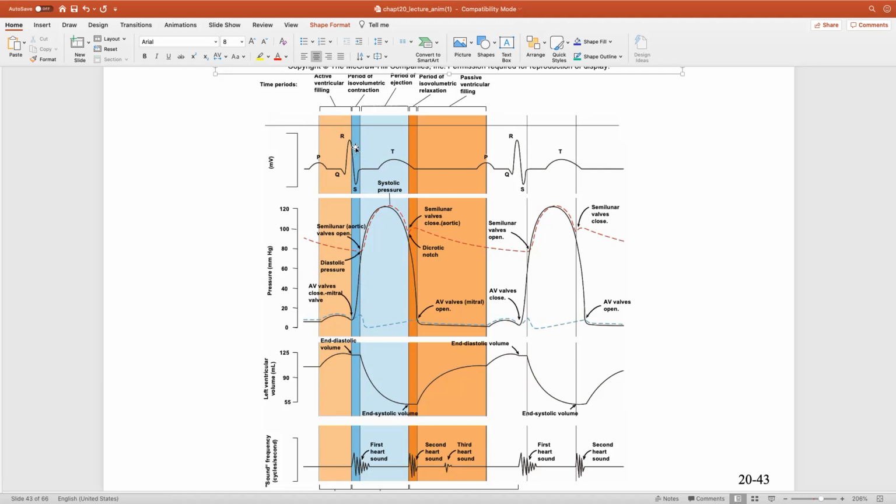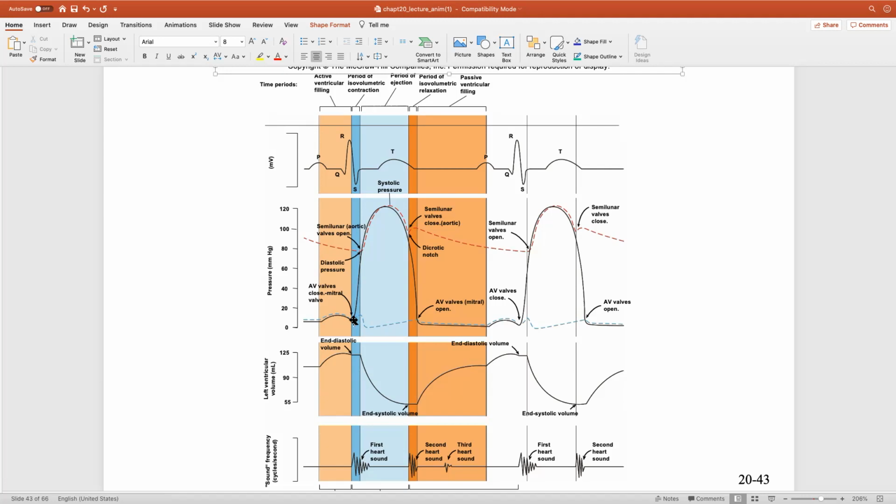Why? Because only the left ventricle in this chart is going to see an increase in contraction. As it contracts, it creates pressure. To prevent backflow of blood from the left ventricle back into the left atrium, we close that mitral valve. Closure of valves causes heart sound.